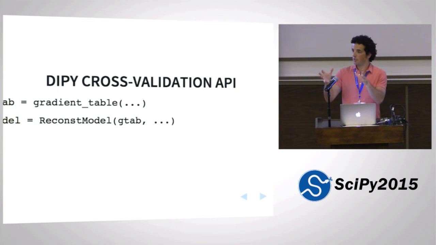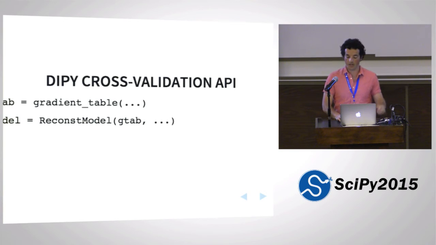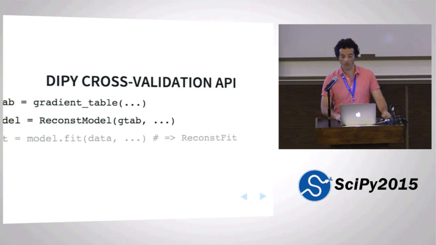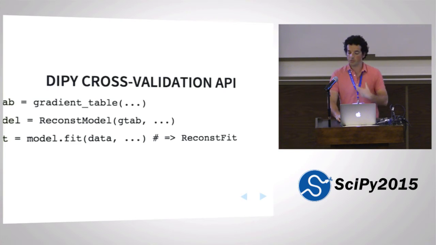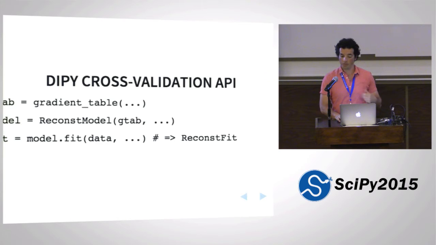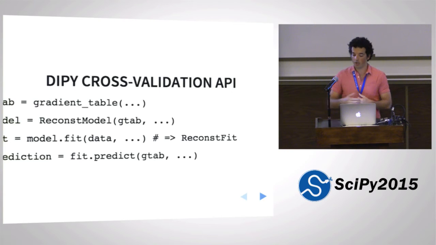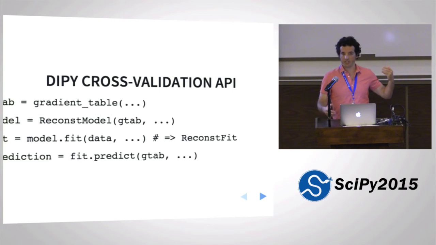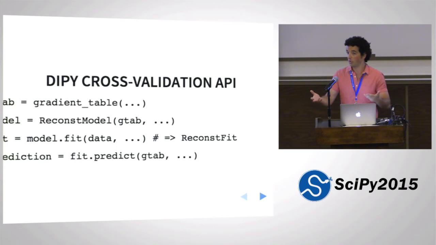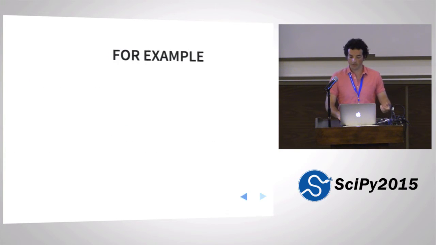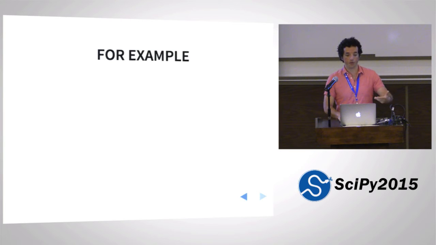So reconstruction of individual voxel signals, we call that. The modeling of individual voxels, we call that reconstruction. And then you use this model to fit an individual instance of the data. That produces what we call a reconstruction fit object. This fit object can then be used to predict a new signal, or the signal based upon this model, on, say, the gradient table that we used before, or another gradient table, another kind of measurement. And then this prediction can be confronted with the data.